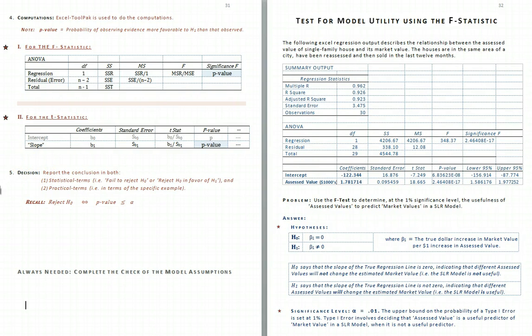In the fifth hypothesis testing step, we make the decision. We reject H0 and decide we have a useful model whenever the p-value is less than or equal to the significance level.